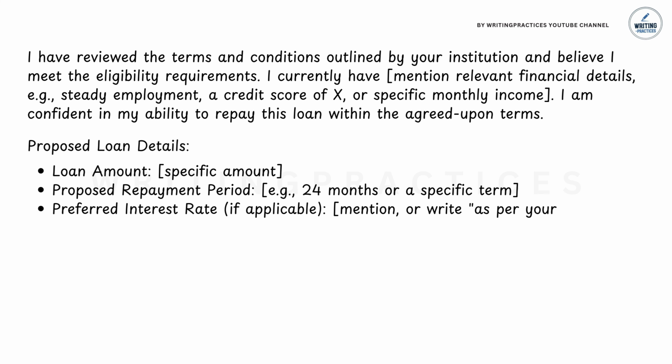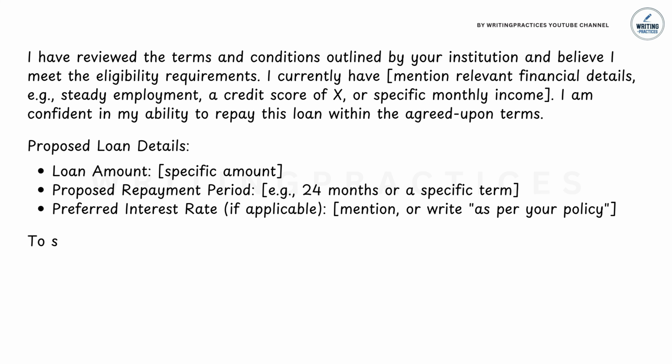Why this works. Clarity, the exact loan amount and repayment period are specified, leaving no ambiguity. Flexibility, mentioning as per your policy for the interest rate shows you're open to standard terms, which is appealing to lenders.